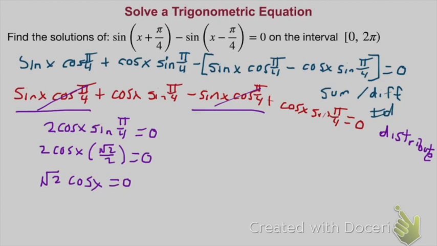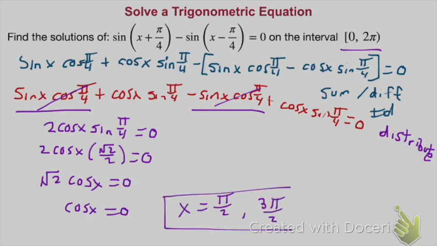We're going to divide by square root of 2. We get cosine of x equals 0. And so we want to find out when the cosine of x is 0 on our interval from 0 to 2 pi. And this happens when x is pi halves or 3 pi halves.